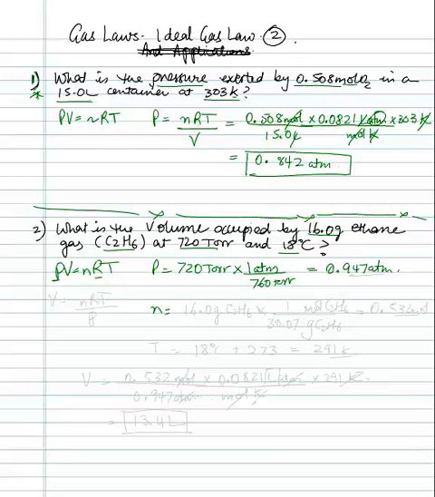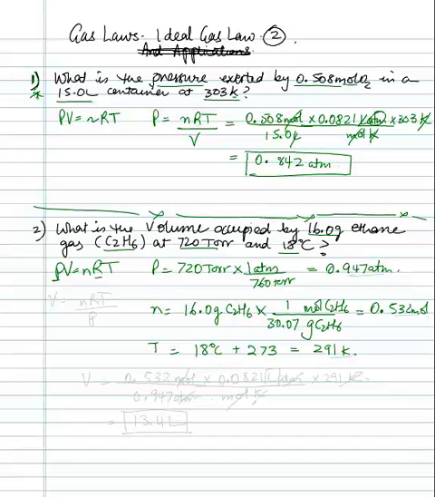N is number of moles, and so we will convert 16.0 grams of C2H6, which is ethane, to moles. In 1 mole we have 30.07 grams, and again that is from the periodic table, 2 carbons and 6 hydrogens. And this is equal to 0.532 moles. Then R is the gas constant, and temperature, of course, we have to convert from 18 degrees Celsius to Kelvin by adding 273, and this is equal to 291 Kelvin.